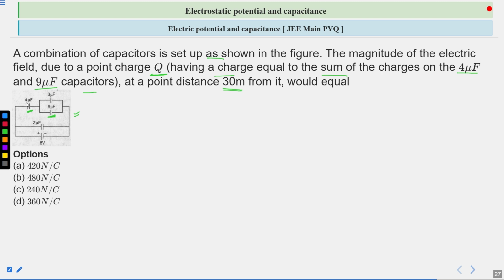So firstly, we have to find the charges on these two capacitors. Then the sum of these charges will be equal to Q. Then we can find the electric field. Your options are 420 Newton per coulomb, 480 Newton per coulomb, 240 Newton per coulomb, and 360 Newton per coulomb. So I will give you some time to think about it.